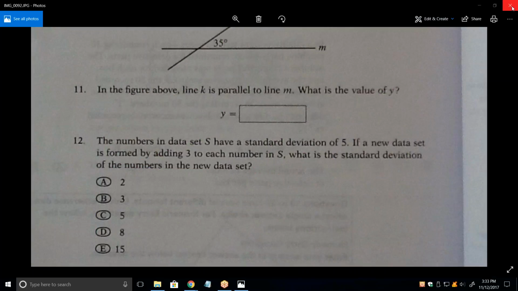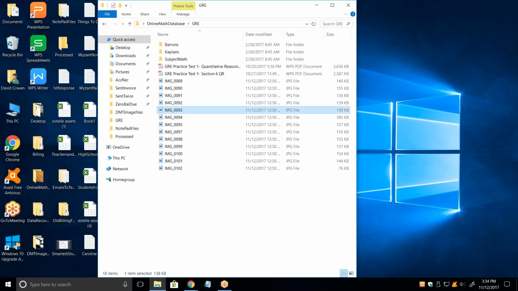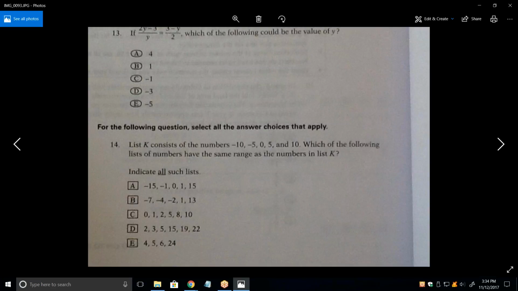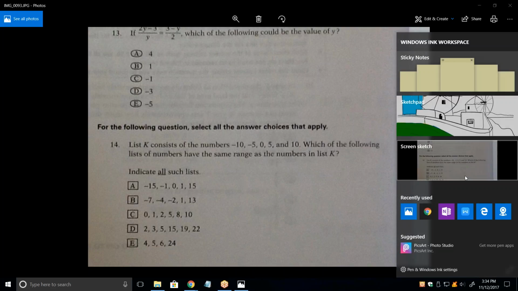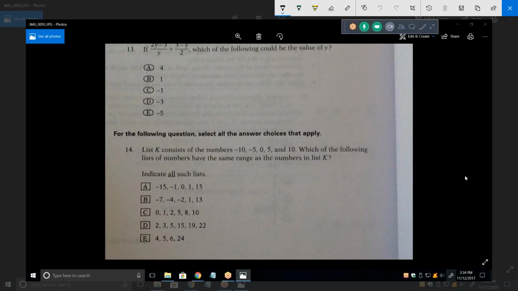Got it. Okay. Now we're looking for 13. All right. Let's see what 93 gives us. 13. Okay. We're going in the right direction. Uh-oh, I cut it off. That's all right. I can still read it, I think.